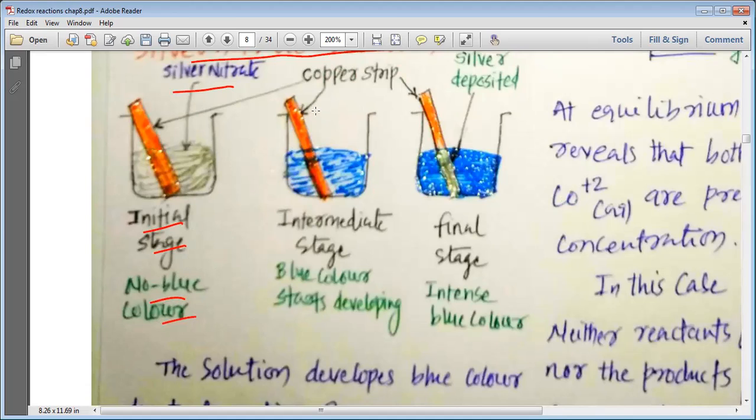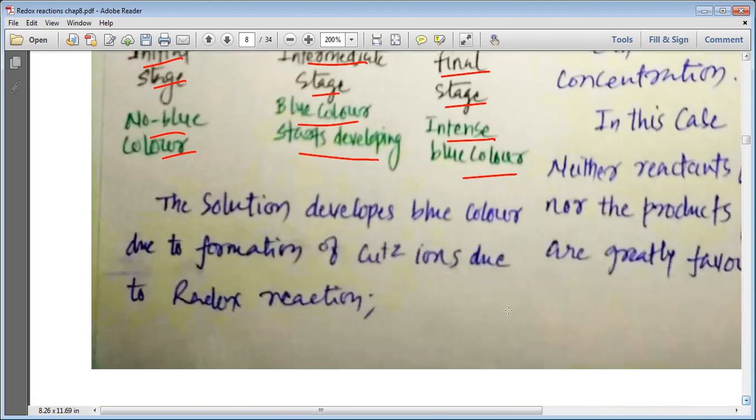As time passes, in the intermediate state, the blue color starts appearing and developing. It is a light blue color, and finally, when the reaction gets over, silver is deposited on the copper strip. You can easily see the deposition of silver on the copper strip at the final stage, and the intense blue color of the solution has developed. Thus, we can see that the solution develops blue color due to the formation of Cu plus 2 ions and due to the redox reaction.